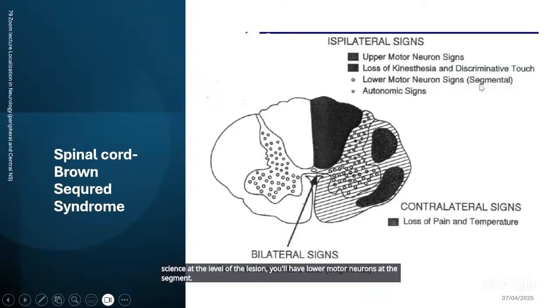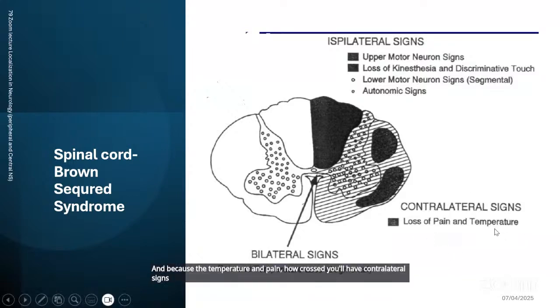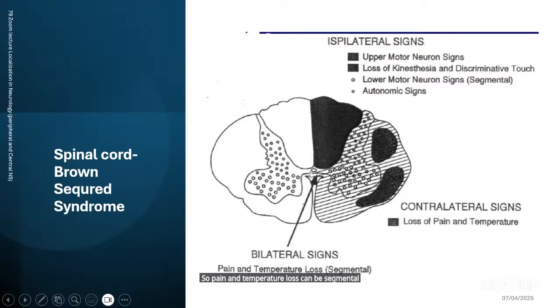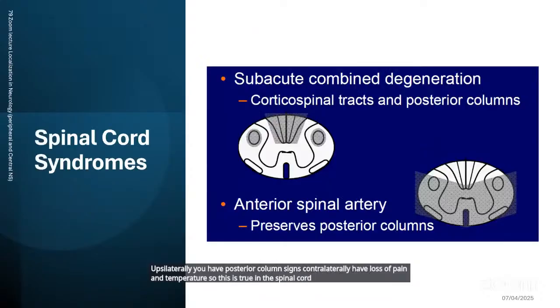C5 means you'll have wasting of the deltoid. At C8-T1, you'll have wasting of the first dorsal interossei and all the small muscles of the hands. And because the temperature and pain fibers are crossed, you'll have contralateral loss of pain and temperature. So pain and temperature loss will be segmental at the level of the lesion. Just remember that in Brown-Sequard, ipsilaterally you have motor weakness, ipsilaterally you have posterior column signs, and contralaterally you have loss of pain and temperature. This is true in the spinal cord, most commonly in the cervical region.